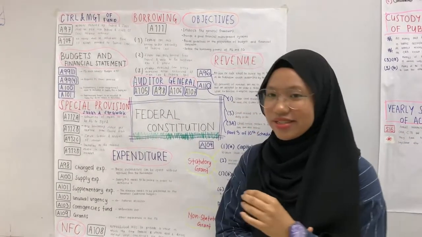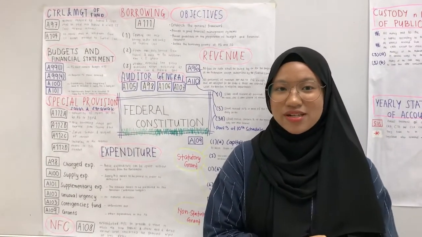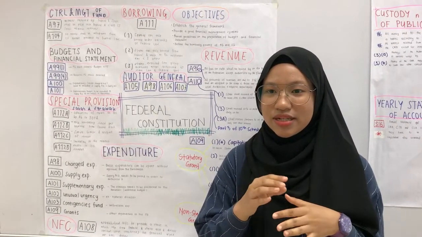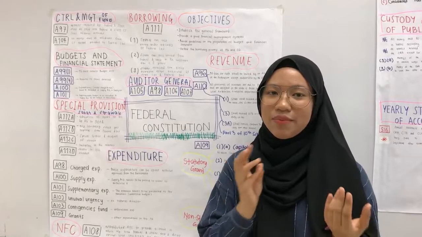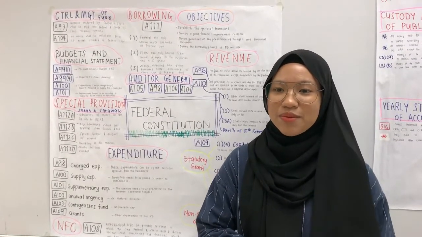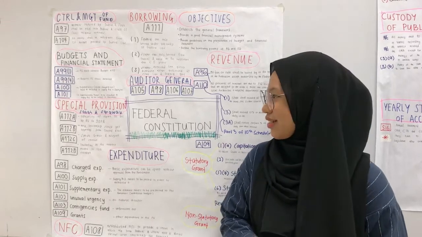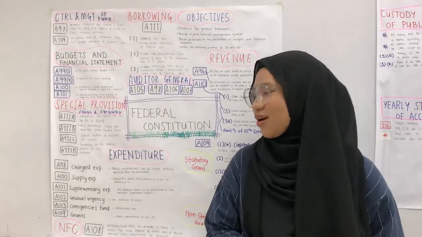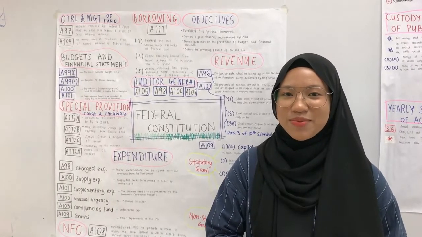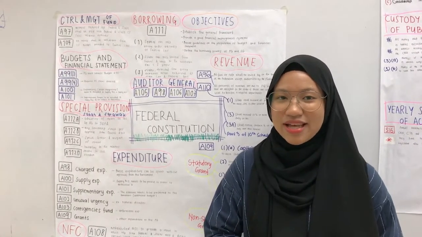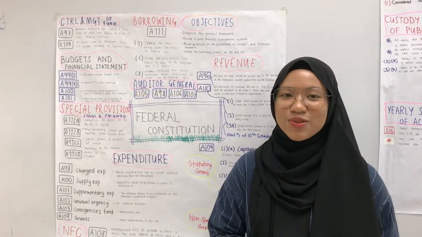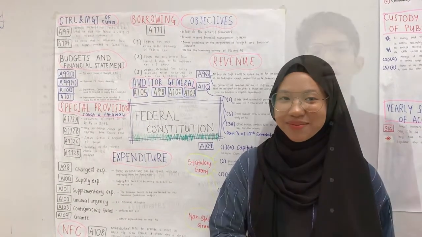Article 100 of the Federal Constitution is the expenditure. Expenditure needs to be included in the supply bill, and when it is approved, it is known as the supply act. And lastly, Article 101 of the Federal Constitution is the supplementary budget. It is an addition to the supply bill that needs to be submitted to the Parliament.